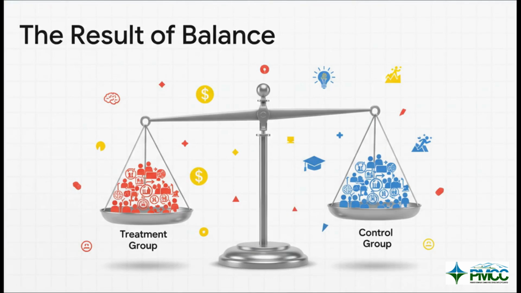And this is the beautiful result. We get what's called balance. The groups are balanced on all the things we can see and measure. Things like age, income, education level. But here's the really cool part. They're also balanced on the things we can't see.